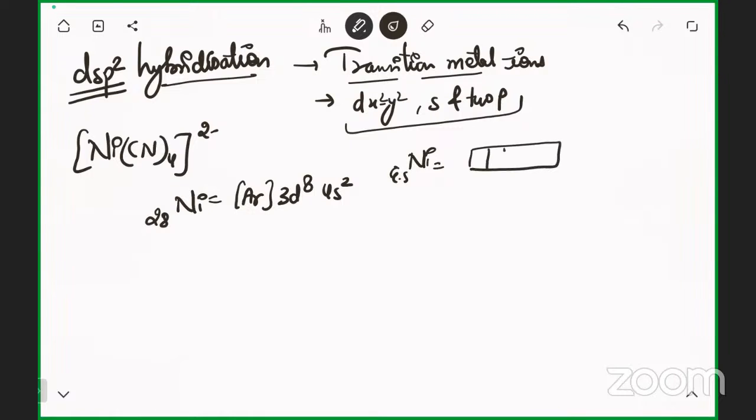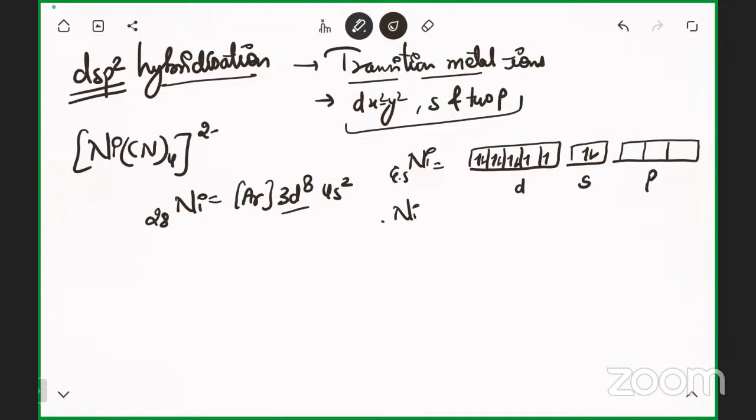D orbital. How many electrons? 8 electrons. So 1, 2, 3, 4, 5, 6, 7, and then 8. 4s is taken as 2 electrons. And I'm taking one p orbital which is empty. This is d, this is s, this is p.